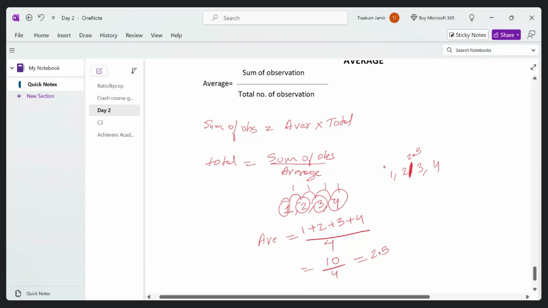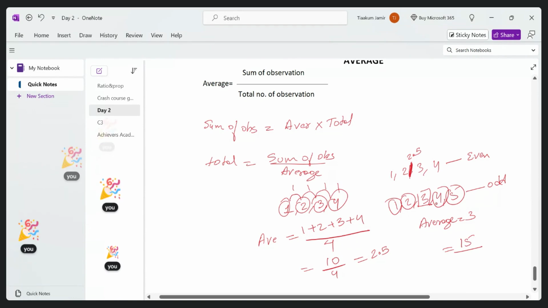Suppose 1, 2, 3, 4 or 5. Constant numbers, that means this will cancel, cancel, cancel, cancel. The middle is 3. The average for these numbers will be what? 3. You can check. The sum of these will give us 15.